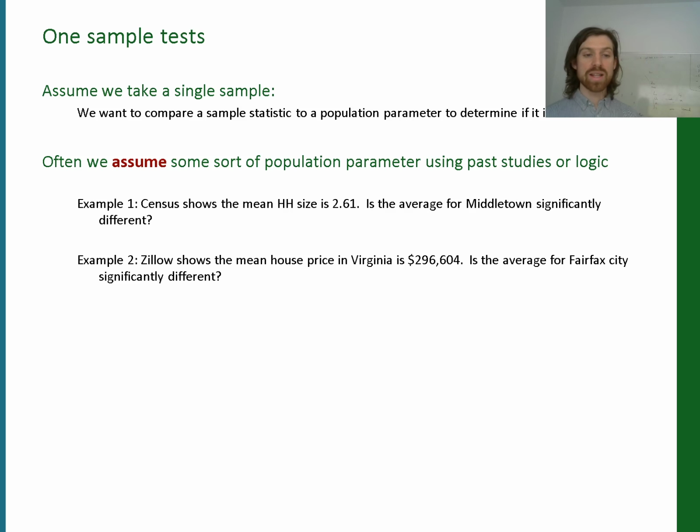We'll go back to Ed's favourite example, which is house prices in Fairfax in Virginia. To do that type of analysis, you can just get the population mean value for house prices from Zillow, for example, for the whole of Virginia, which is $296,604. And then we could go out and we could sample houses within the city of Fairfax and develop a sample and then test whether this sample that we've got is significantly different from this population mean for house prices across the rest of the state.